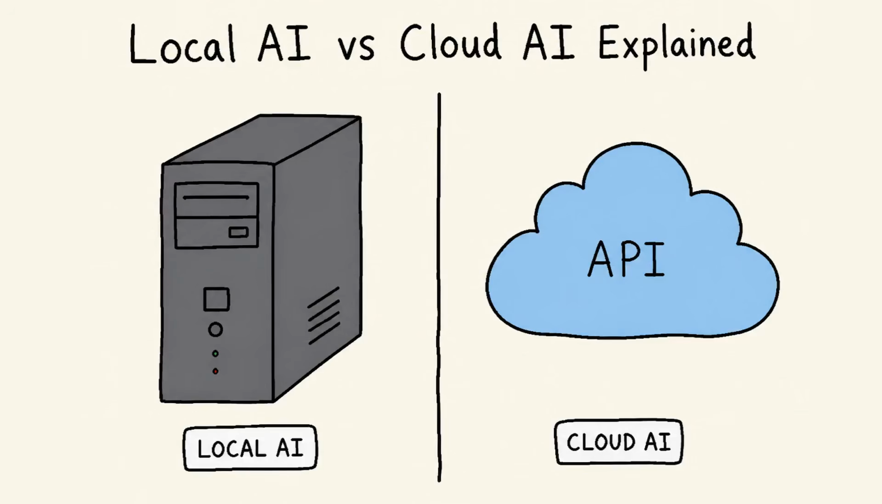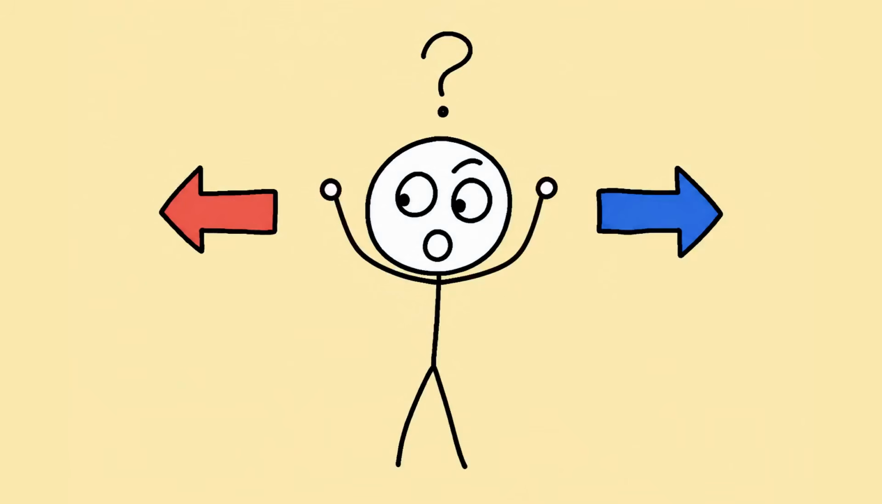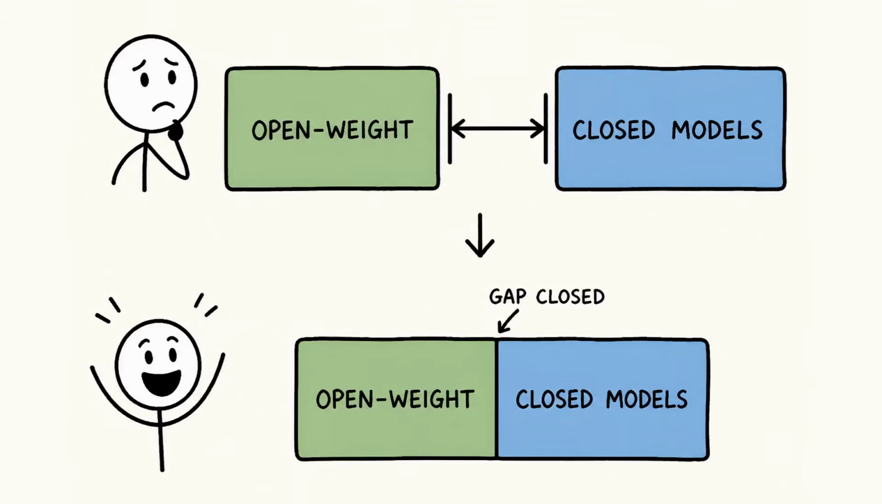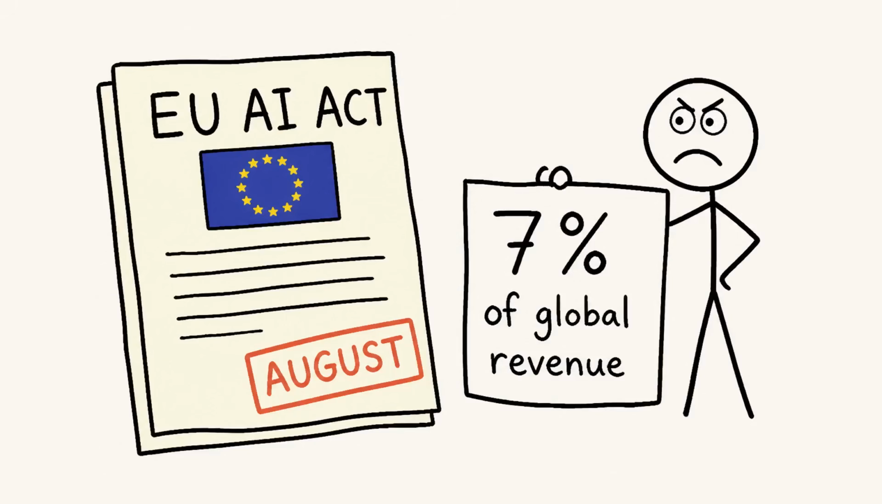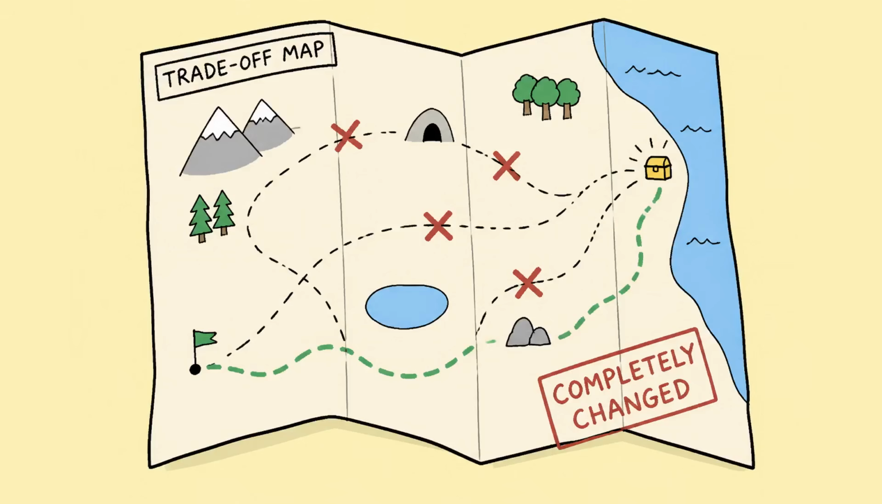Running AI locally or calling a cloud API, which one wins? The answer used to be simple, but the open weight capability gap just closed. Hardware dropped to $500, and the EU AI Act goes live in August with penalties up to 7% of global revenue. So the whole trade-off map has completely changed.